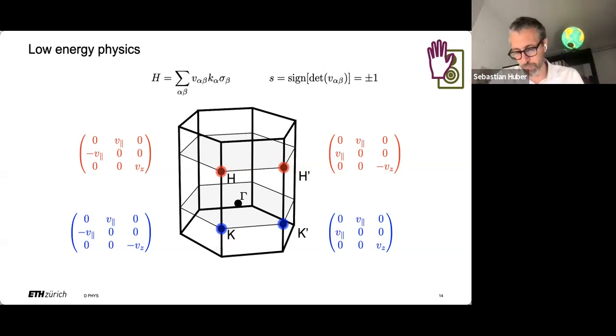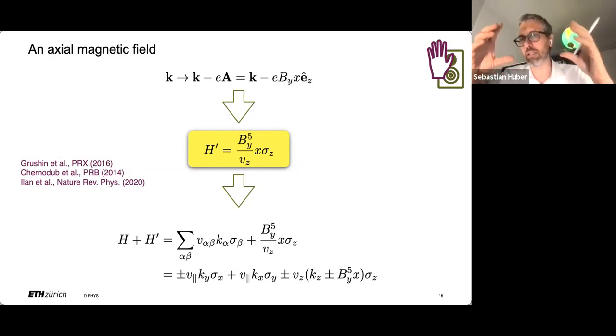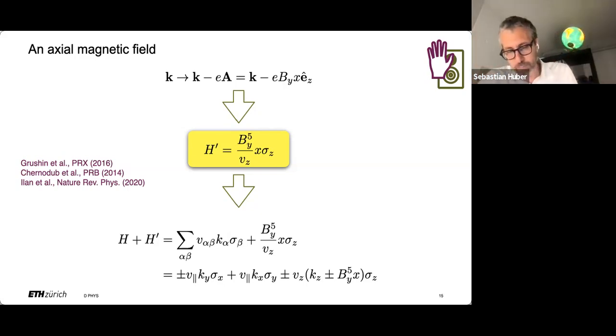That's easy. That's good. Now let's ask, how can we now apply this magnetic field? And this goes under the name of axial magnetic fields, and it can in solid state systems be induced by uniaxial strain or other types of perturbations, like magnetizations that you change as a function of space. But let's first ask, what does it mean to apply a magnetic field? We all know that applying a magnetic field is really nothing but taking your K, your momentum, and minimally coupling a gauge field. So you just go from K to K minus E times A.